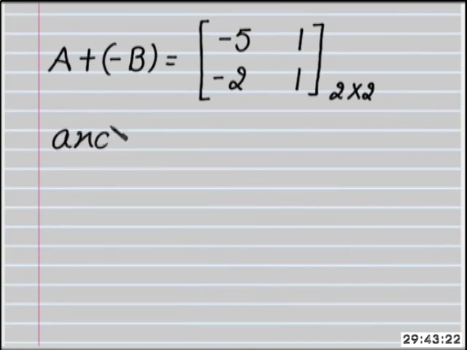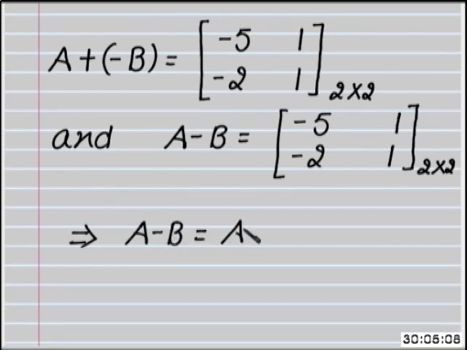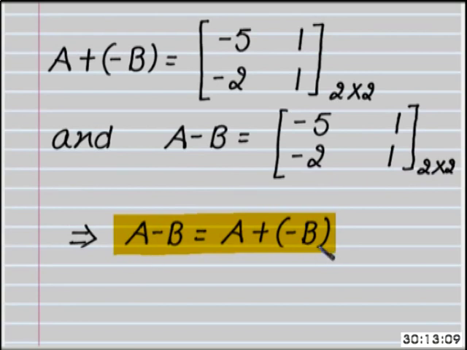And also A minus B is equal to square matrix having first two elements as -5 and 1, second two elements as -2 and 1. So this implies A minus B is equal to A plus minus B. So for the given matrices A and B, A minus B is equal to A plus minus B, hence verified.